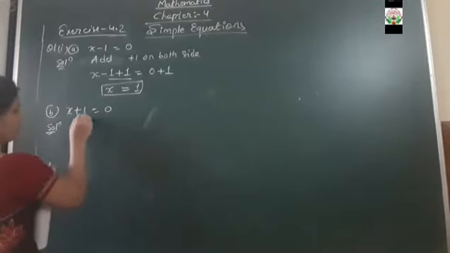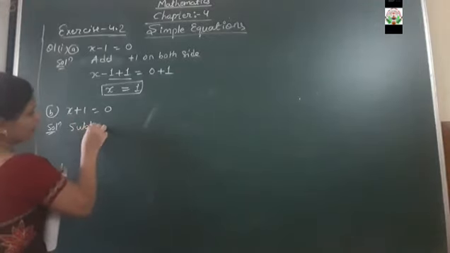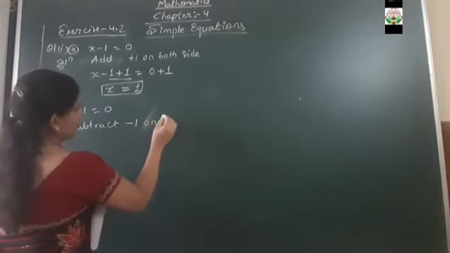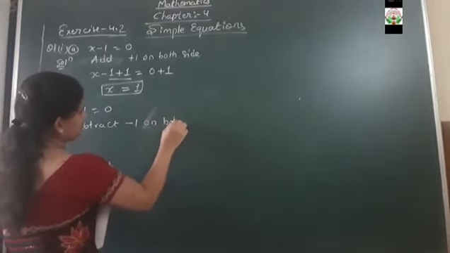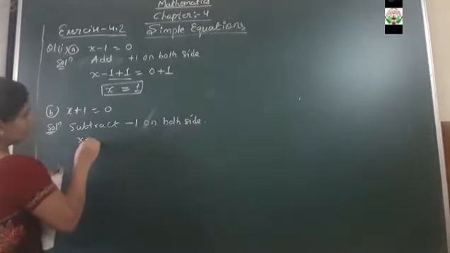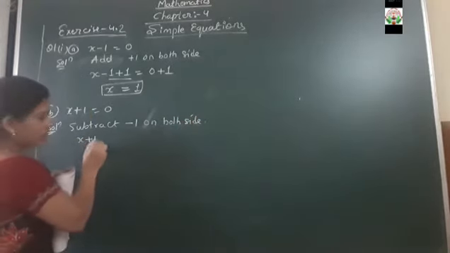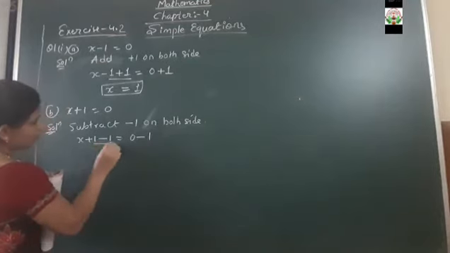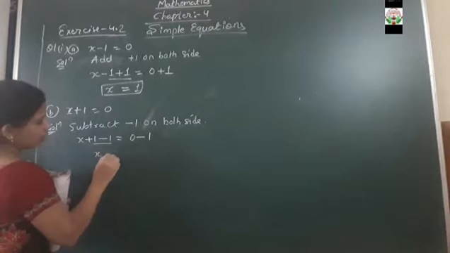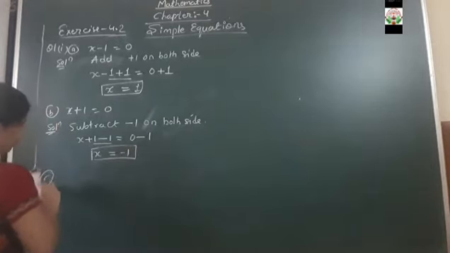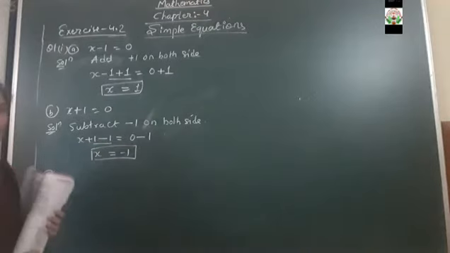Next, here plus 1 is there. That means you have to subtract 1 on both sides. So here, x plus 1 from the question, minus 1 will be subtracted on both sides. So plus 1 and minus 1 become 0. So x is equal to minus 1 is the answer. Clear everyone? Have you understood?